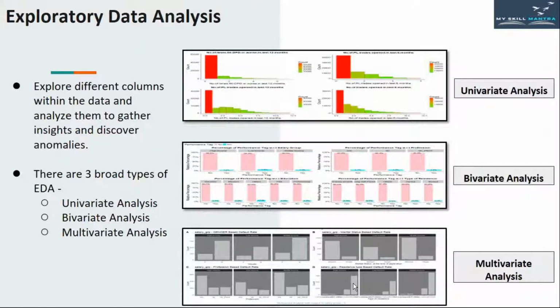Right then. So now that we are done with the data cleaning part, we move on to the exploratory data analysis phase. One of the most important phases in DSLC, and as the name suggests, here we explore the different columns within the data. We analyze them to gather certain insights and discover certain anomalies within the data. Now there are broadly three types of EDA: the univariate, the bivariate, and the multivariate.